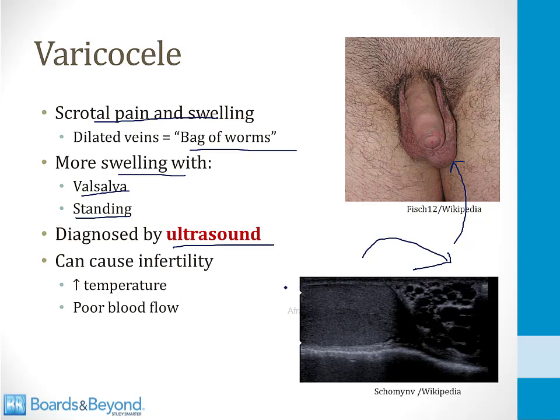And then finally, one thing you need to be aware of is that varicoceles can cause infertility. The backup of blood flow can raise the temperature in the scrotum, and this can cause decreased sperm production. In addition, the varicocele can lead to poor blood flow, and this can also decrease sperm production. And some men have no symptoms and aren't aware they have a varicocele. So one of the things you have to consider when working a couple up for infertility is that the man could have an occult varicocele, and for this reason, an ultrasound of the scrotum is often performed.